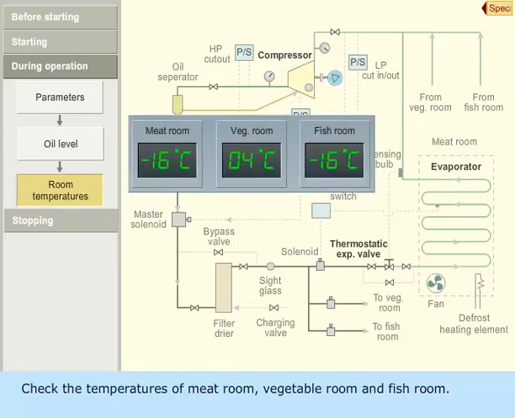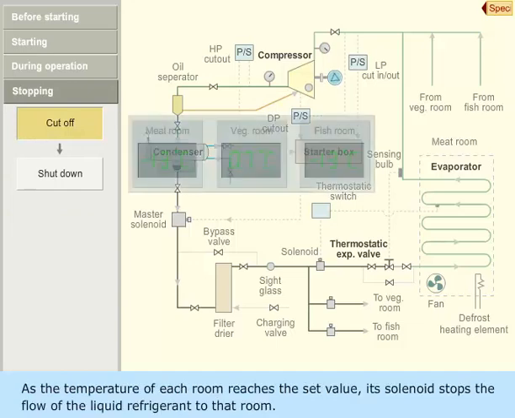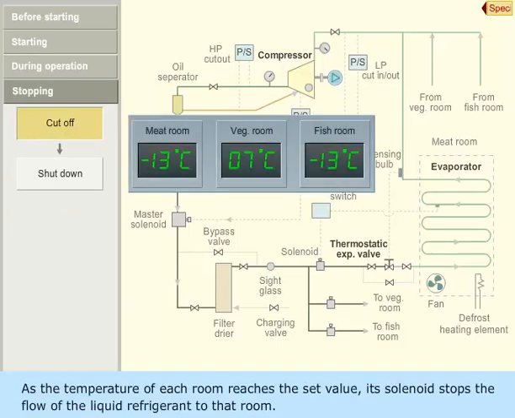Check the temperatures of meat room, vegetable room, and fish room. As the temperature of each room reaches the set value, its solenoid stops the flow of the liquid refrigerant to that room.